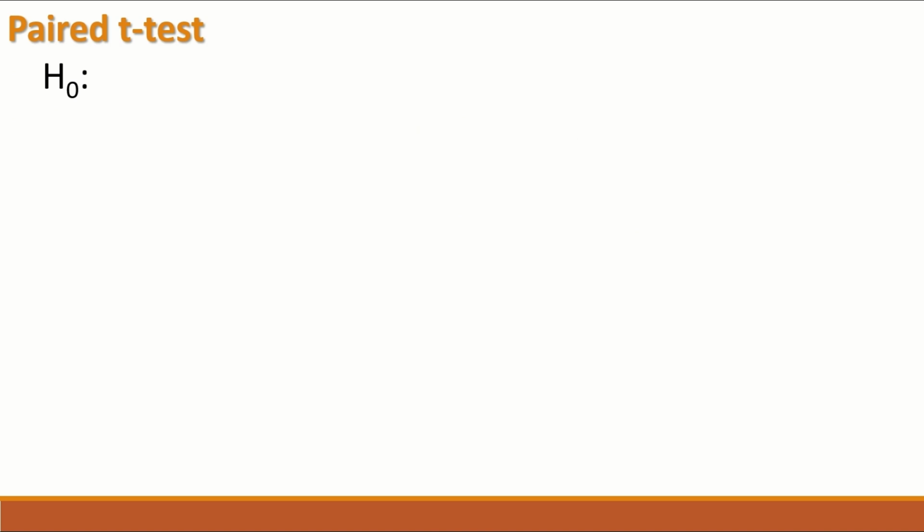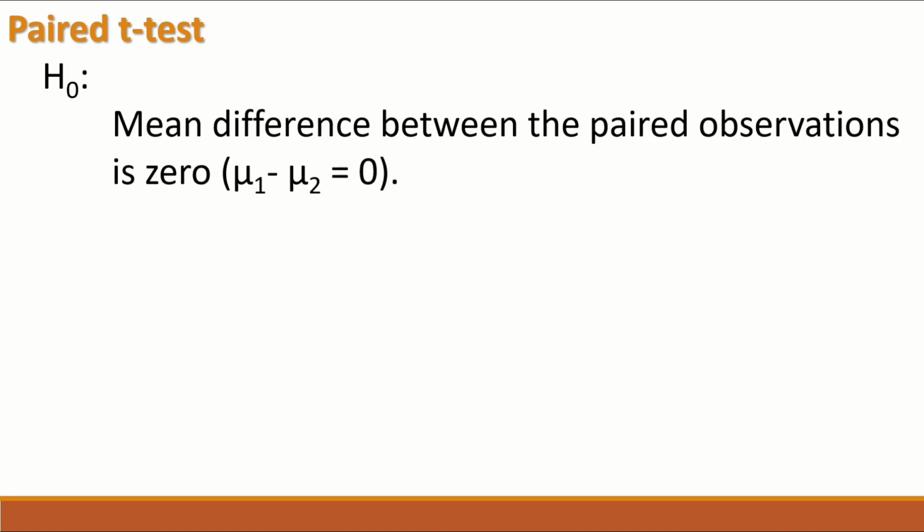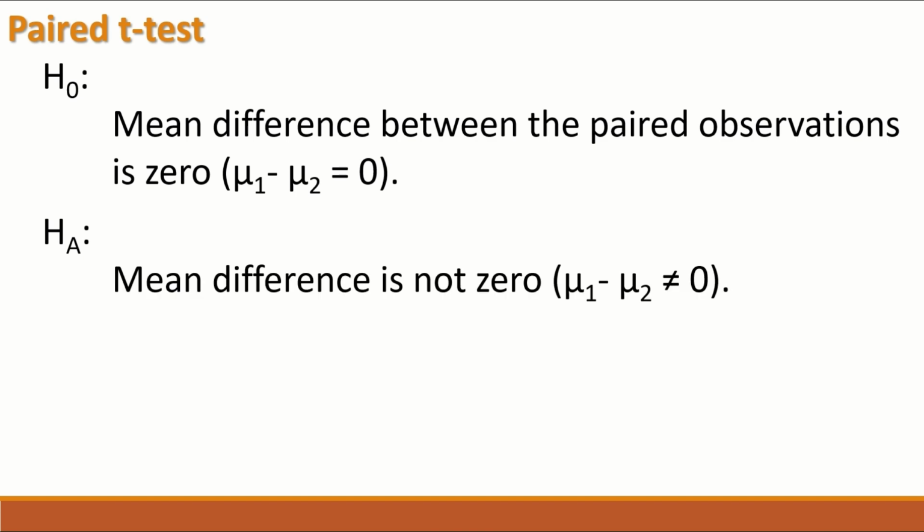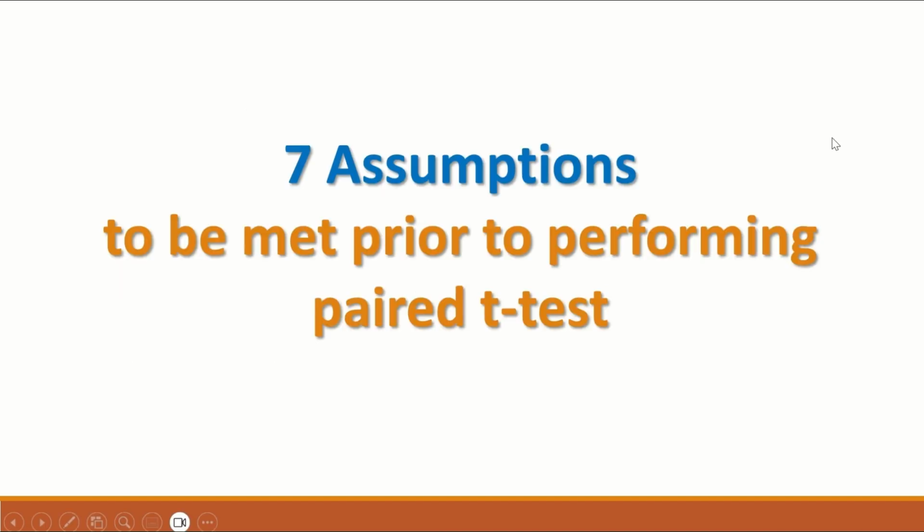So the hypotheses will be generated, and the null hypothesis will state that the mean difference between the paired observations is 0. The mean 1 minus mean 2 equals 0. The alternative hypothesis will state that the mean difference is not equal to 0. Acceptance or rejection of the null hypothesis depends on the p-value. If the p-value is less than 0.05, then reject the null hypothesis.